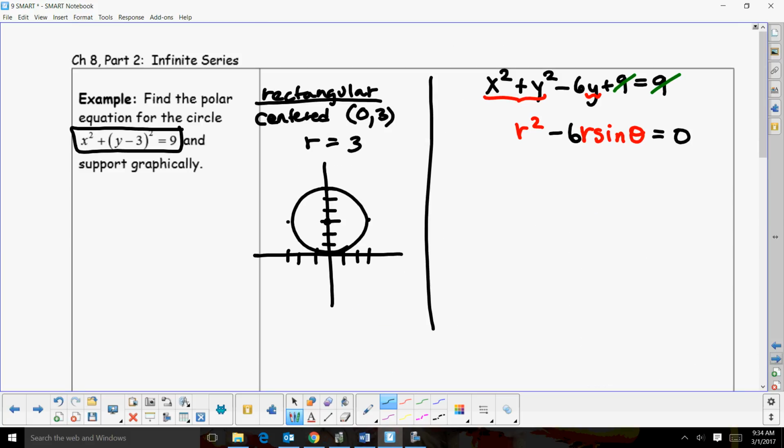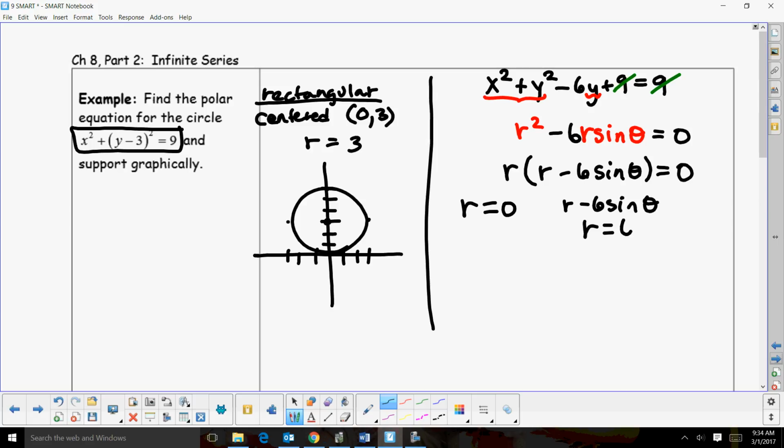Now what I'm going to do is factor out an r, and then use my zero product property. Remember, when two things multiplied equal 0, we can set them each equal to 0. Solve for r here, and this is what I get. So r equals 0 is nothing. That's just at the pole. We're not doing anything with that, so we're going to ignore it and look at this one right here.